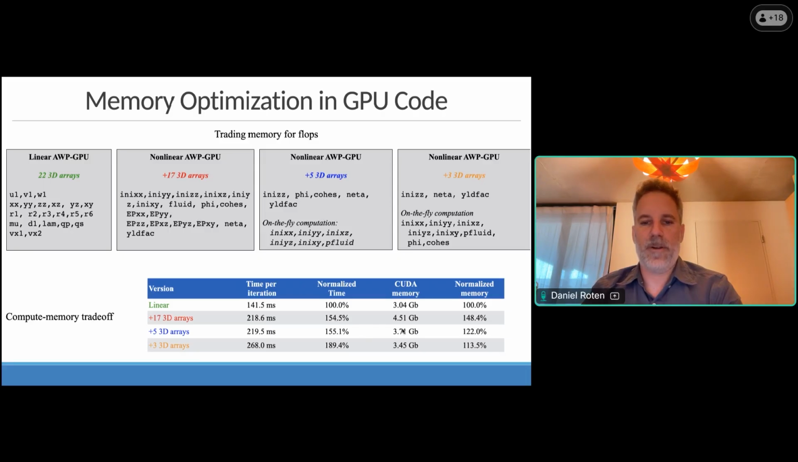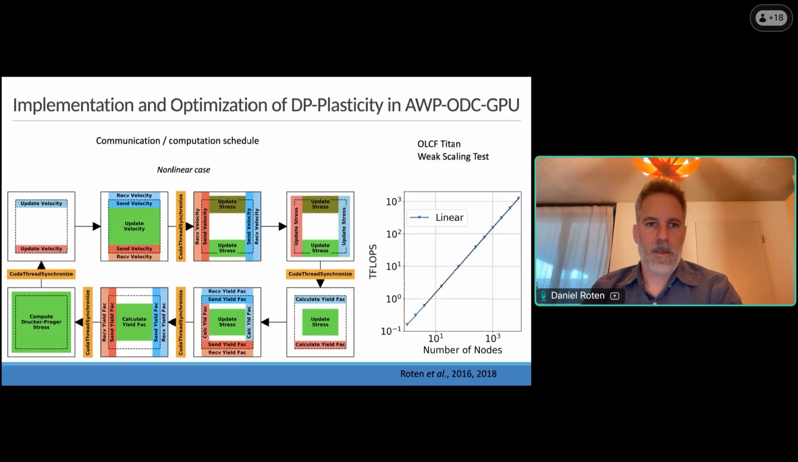We then ported this code to the GPU version, and there we ran into the problem that, especially in those early GPUs, memory was very restricted. But nonlinearity requires a lot more 3D arrays than a linear simulation. A linear simulation had 22 arrays, while the nonlinear one had 17 more. And this greatly increased the need for memory in our early implementation.